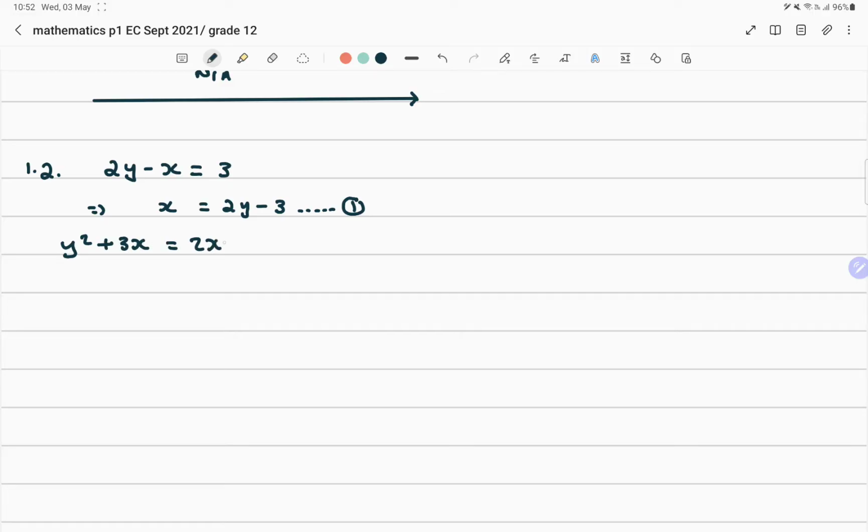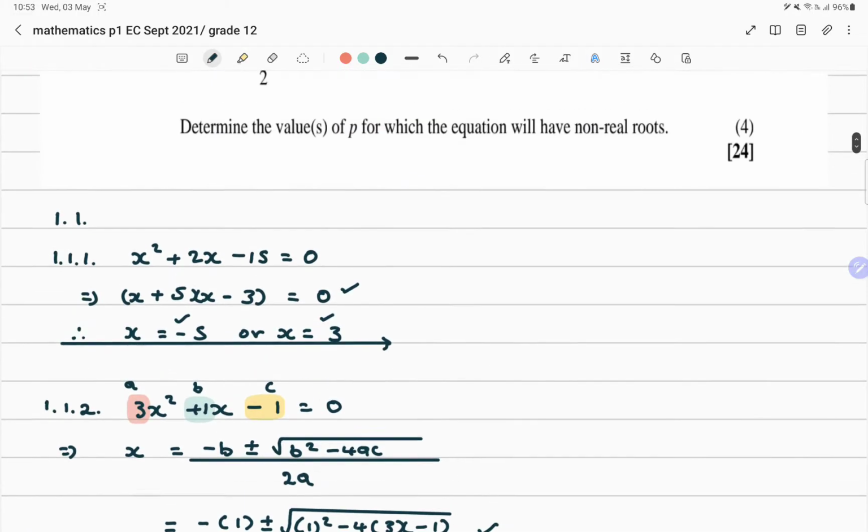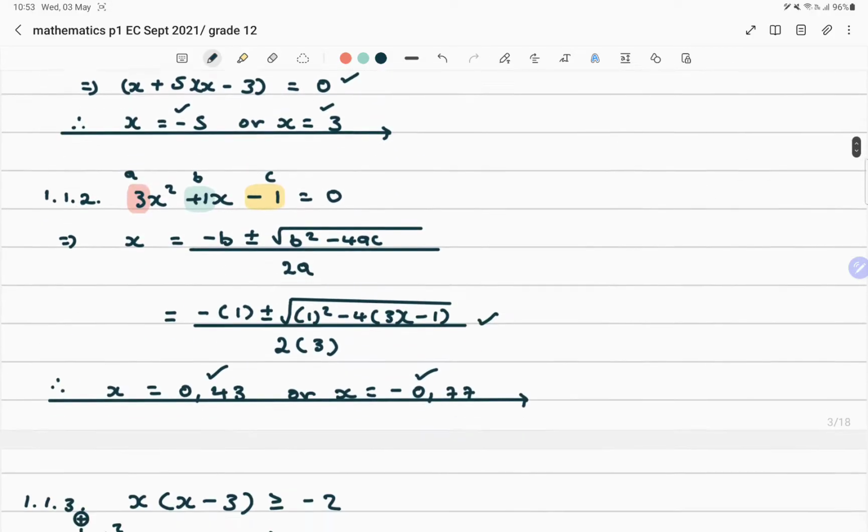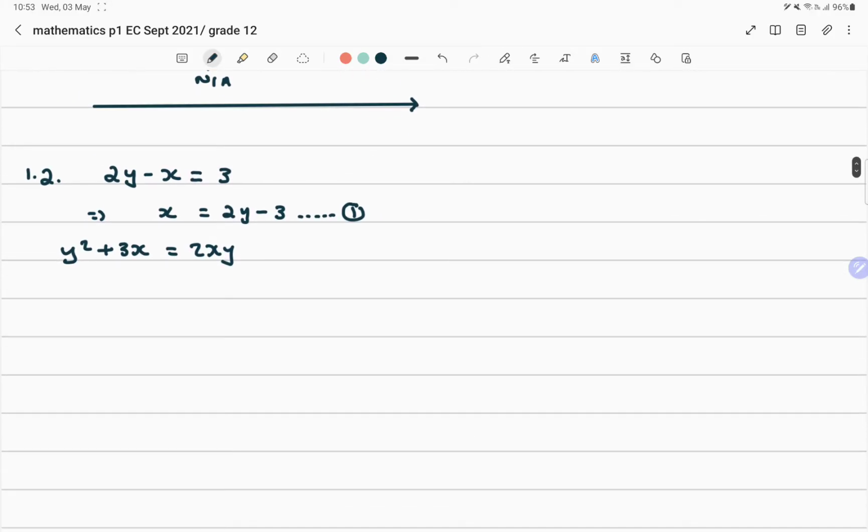is equal to 2xy. Alright, just make sure you've copied everything correctly. Forgive me for this back and forth. It is nothing I can control. Alright, now that we've got these ones, we just simply put 1 in 2, such that we've got y squared plus 3. Now instead of x, we're going to put 2y minus 3 is equal to 2.